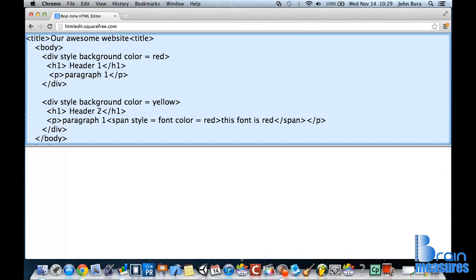So what you need to think of is that the div style tags, what they do is they affect the bigger picture, and the span style tags, what they do is they affect the smaller picture, or the block level for the div and the inline level for the span.